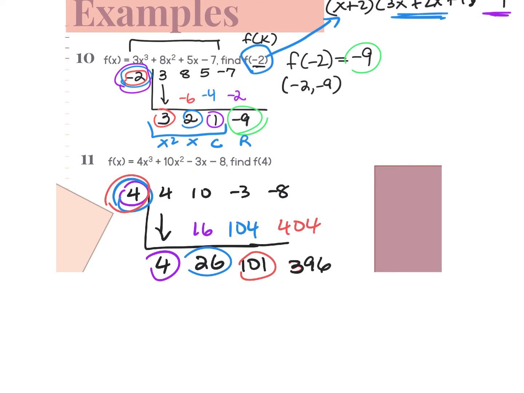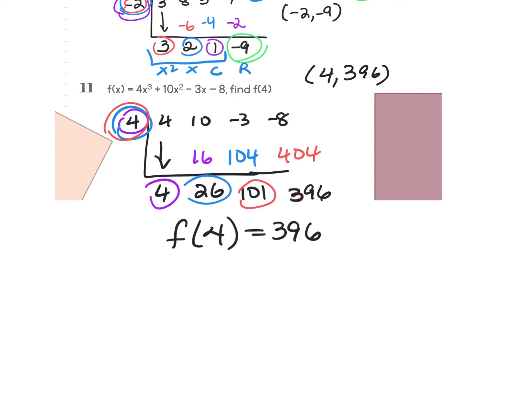So the answer when k equals 4, this ordered pair that you would have graphed would be (4, 396). However, f of 4 equals 396. To write this answer in WebAssign, remember this bottom row here, this is the remainder, the constant, the x squared term. So when I write this in WebAssign, again, they're going to say x minus k times the q of x, which is the answer, the quotient, plus the remainder.